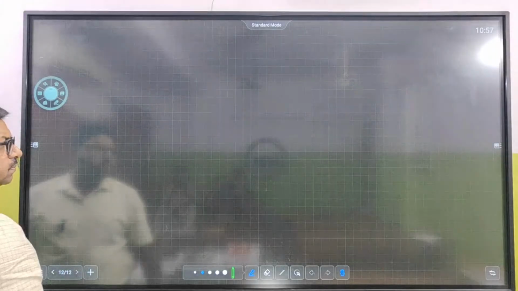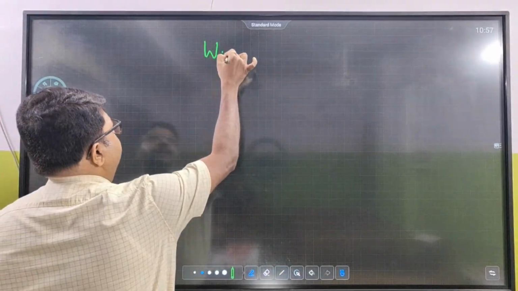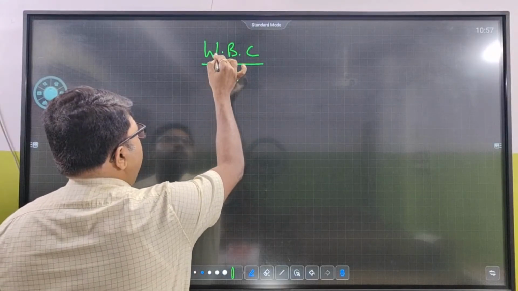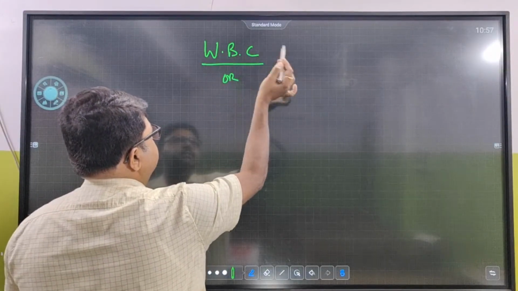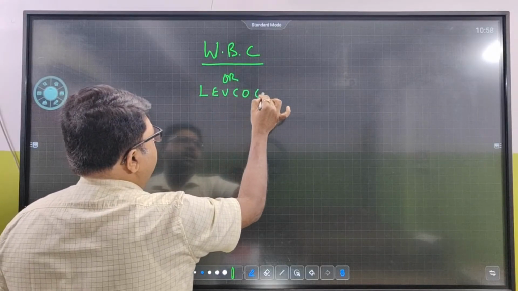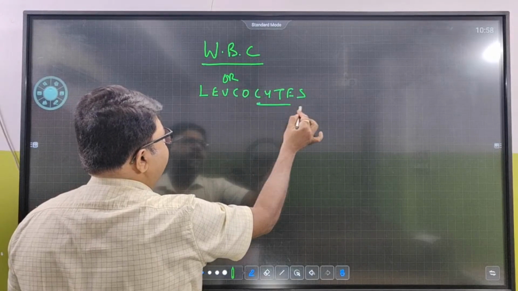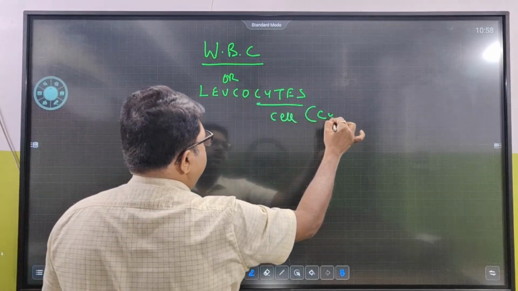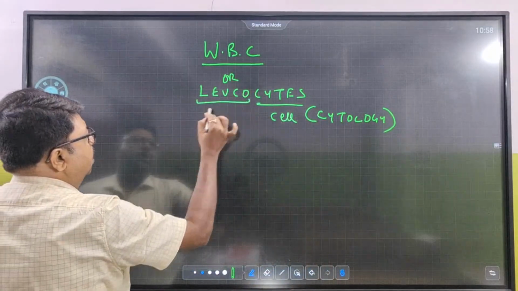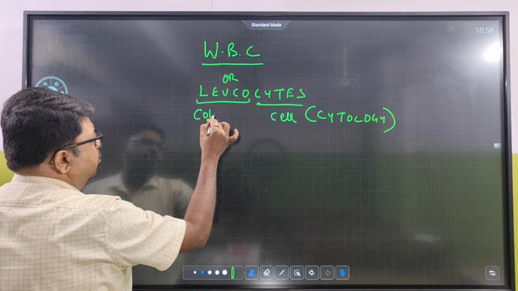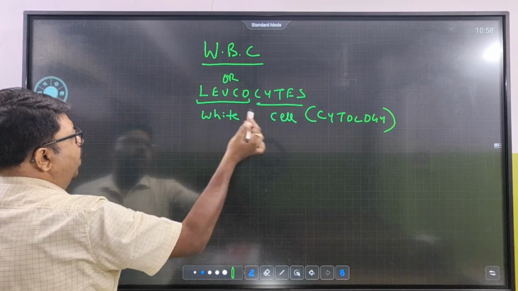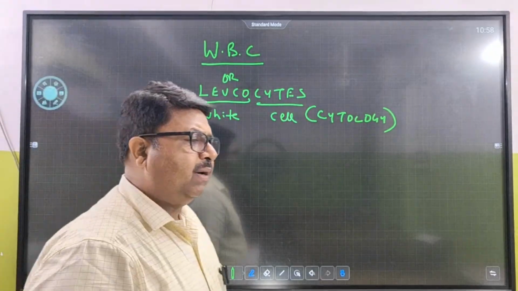What is that? That is WBC. What is the other term for WBC? It's called white blood corpuscles, or also called leukocytes. The term cytes means cell. It has come from the term cytology. And leuco means white. So white colored corpuscles, white blood corpuscles.